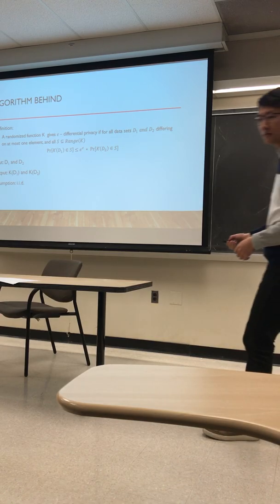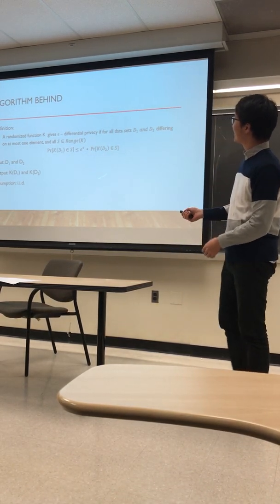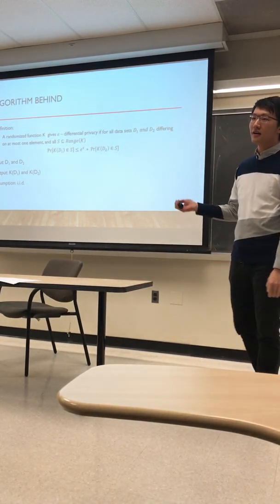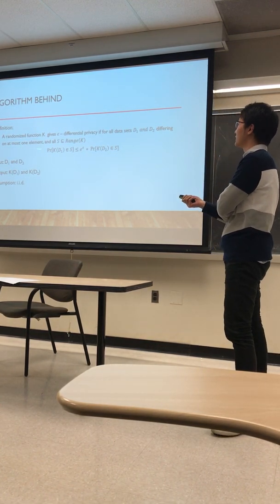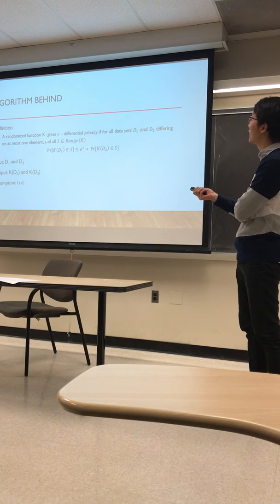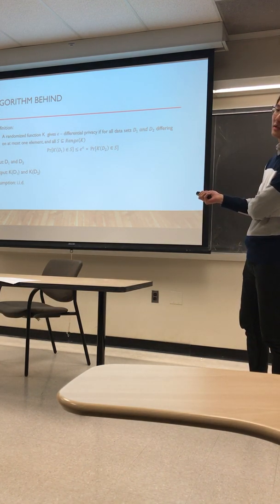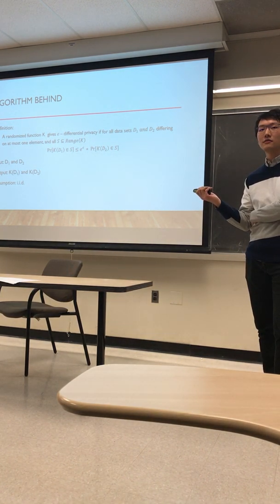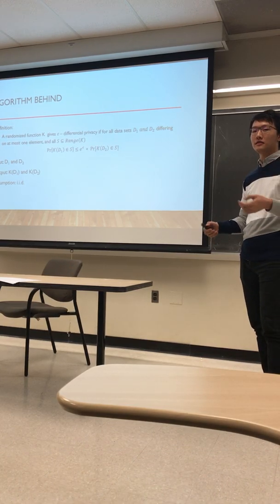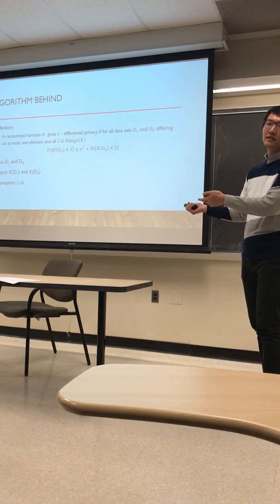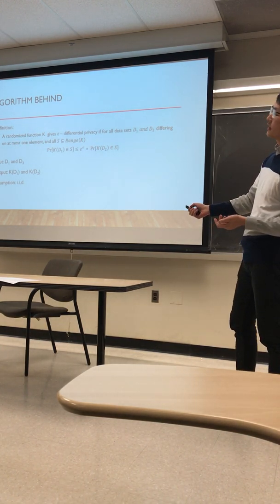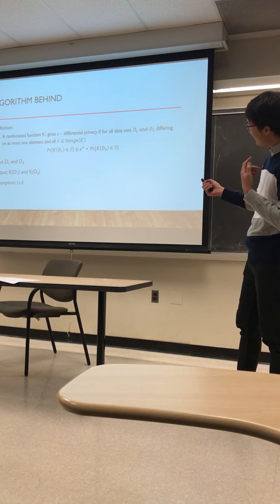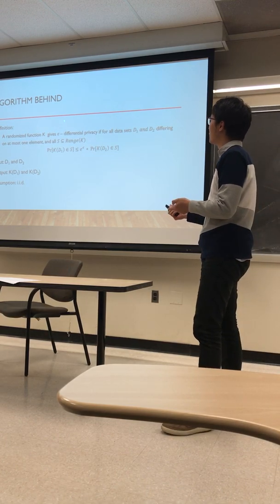So let's talk about the algorithm. How can we preserve the privacy? We just need to find a random function K. What does it mean to be randomized? You can think of it as we simply add some noise to the data set so that we can preserve the privacy.